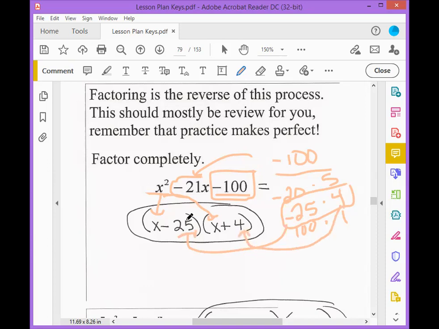So these are the two factors that we will place in parentheses to represent negative 100. We'll place them next to the x. So we have our minus 25 in the first set of parentheses, and our positive 4 in the second set of parentheses. So now we've factored this trinomial. We have x minus 25 and x plus 4.